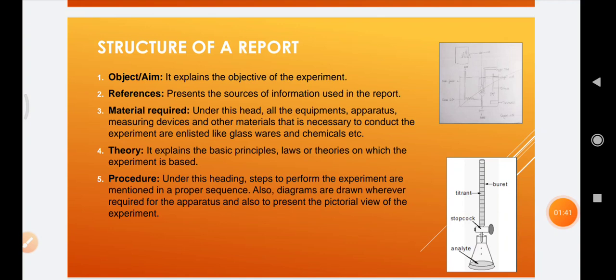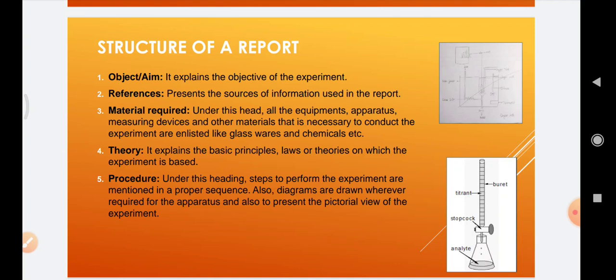Now, what is the structure of a report? There are various headings in a report, that is object, references, material requirement, theory, procedure, observation, calculations, results, precautions and sources of error. We can detail one by one what to write in each heading. The first is the object, and the object explains the objective of the experiment, and the objective of the experiment must be direct and accurate.